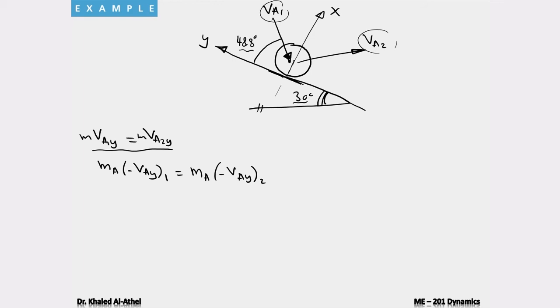So now if I apply this, it's going to say that VAy2, which I need to find, should equal VAy1, which equals VA cosine 48.8, which equals 6.77 meters per second. The two are the same, so magnitude and cosine 48.8 should equal this.